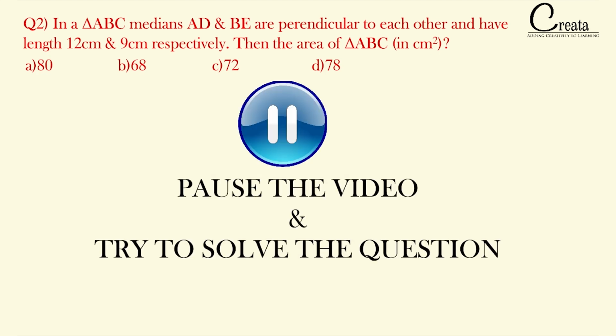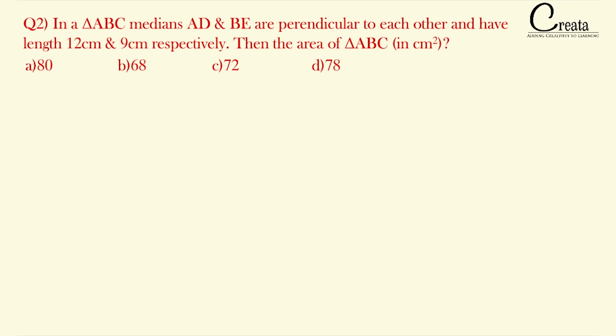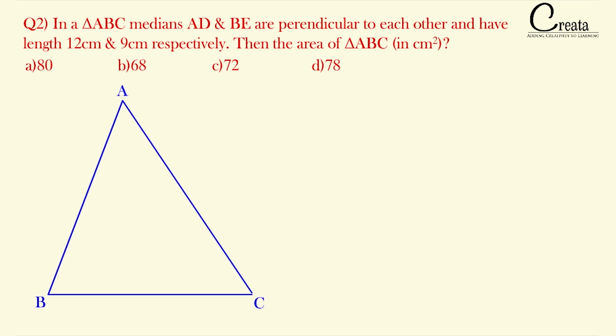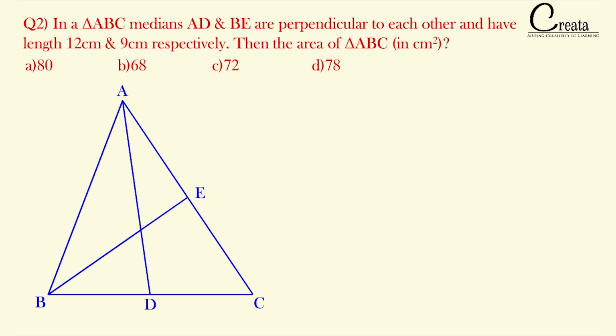So first of all, our first step is that we will observe and visualize the question. Let's read the question again. In this question, a triangle ABC is given. Okay, let's draw a triangle ABC. Two medians AD and BE are given. These are two medians AD and BE. These are medians, means point D and point E are the midpoints of side BC and AC respectively.